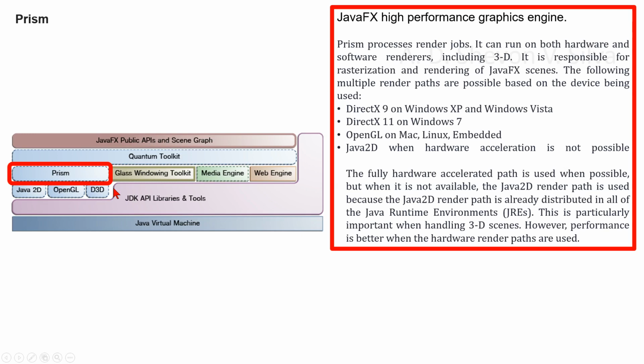The fully hardware accelerated path is used when possible, but when it is not available, the Java 2D render path is used because the Java 2D render path is already distributed in all of the Java runtime environments, JREs. This is particularly important when handling 3D scenes. However, performance is better when hardware render paths are used.